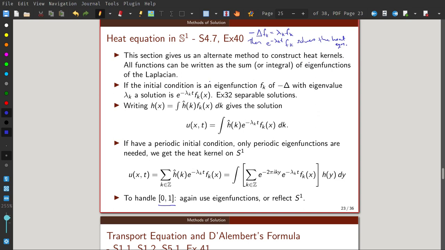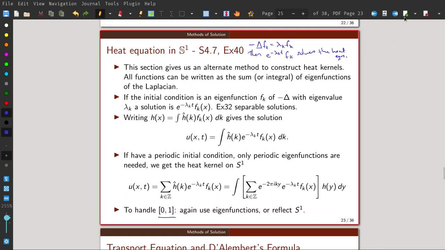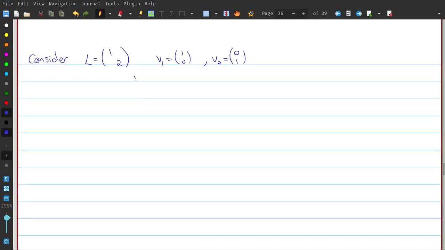So maybe the idea here, just take a completely trivial example. Just consider the matrix L = diag(1, 2), okay? So obviously it has two eigenvectors, v1 as (1, 0), and v2 as (0, 1). And every vector can be written, any other vector (a, b), is, of course, a times v1 plus b times v2.